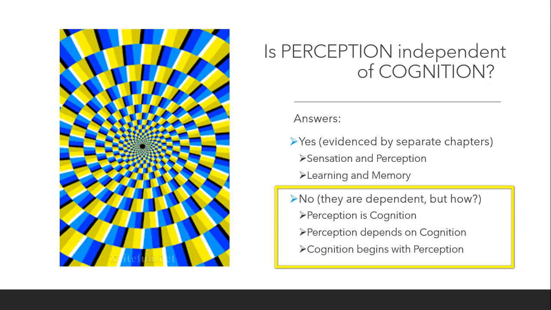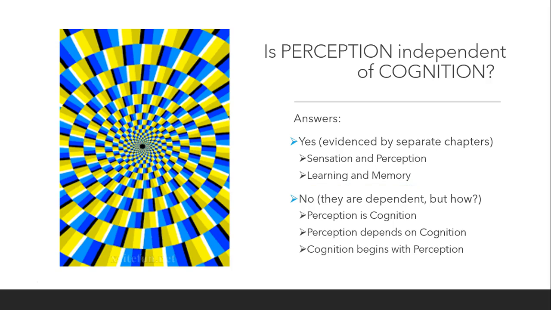There are three main answers to this question. The first is that perception is cognition. There is no distinction between them, which is what Michel argues in her remarks. The second is that perception depends on cognition. That is, without cognition, there would be no perception. And the third answer has been that cognition begins with perception. That is, without perception, there would be no cognition.